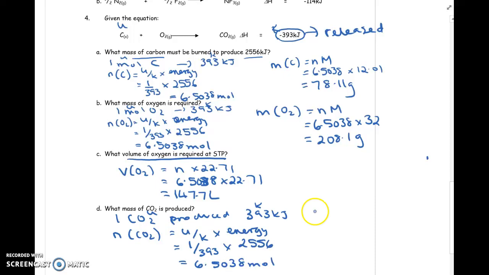So the mass of carbon dioxide will equal number of moles times formula mass, which is 6.5038 times 44.01, which comes out to 286.2 grams to 4 significant figures.